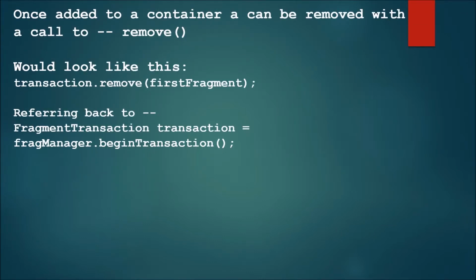Once added to a container, a fragment can be removed with a call to remove. It's like a bucket. Once you've got the fragment in the bucket, you can take it out again. You do it like this with the transaction.remove and then the firstFragment. Okay, and this first fragment is, if you go back to the code before, it's referring to this transaction right here. The FragmentTransaction equals fragment.